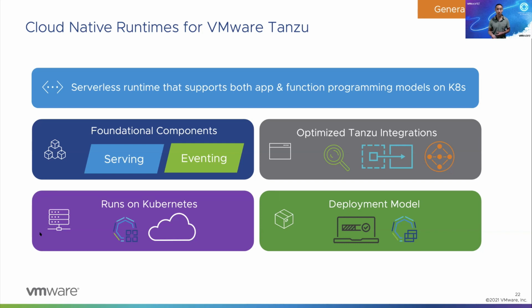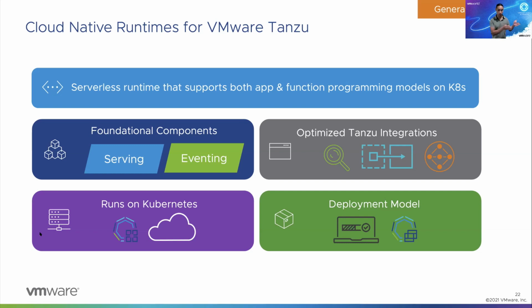And as part of CNR, there are two components that I mentioned earlier. There's a serving aspect and there's an eventing aspect. I'll come back to this in a second. It is also highly optimized for various other Tanzu integrations, whether that's Tanzu Observability, Tanzu Build Service, and even for other workflows. So out of the box, we can easily integrate with some of these services, right?